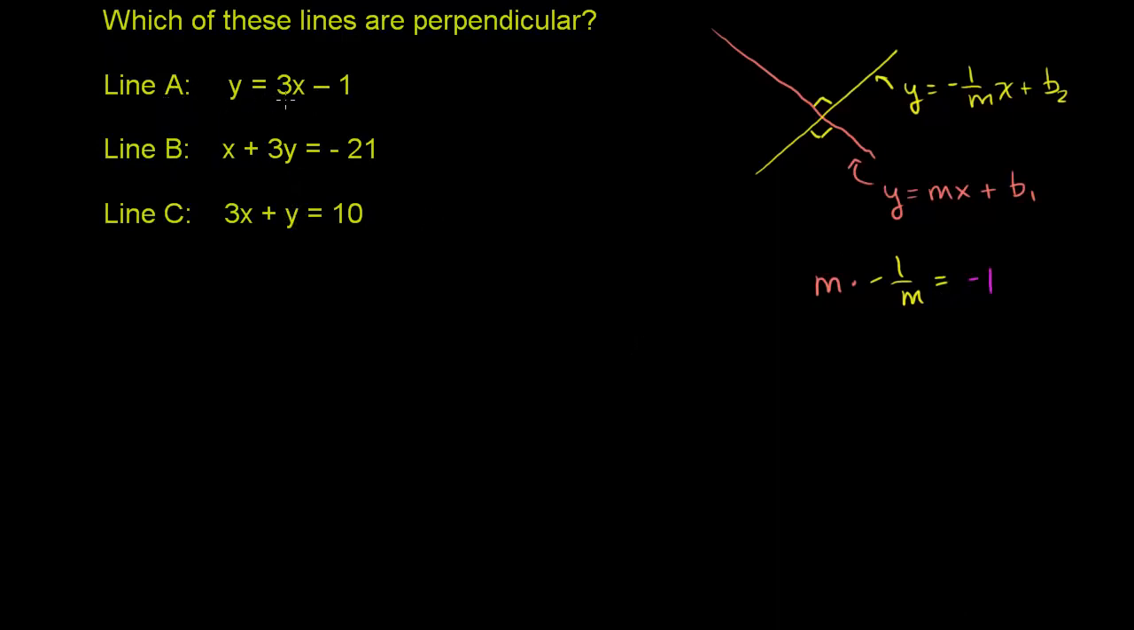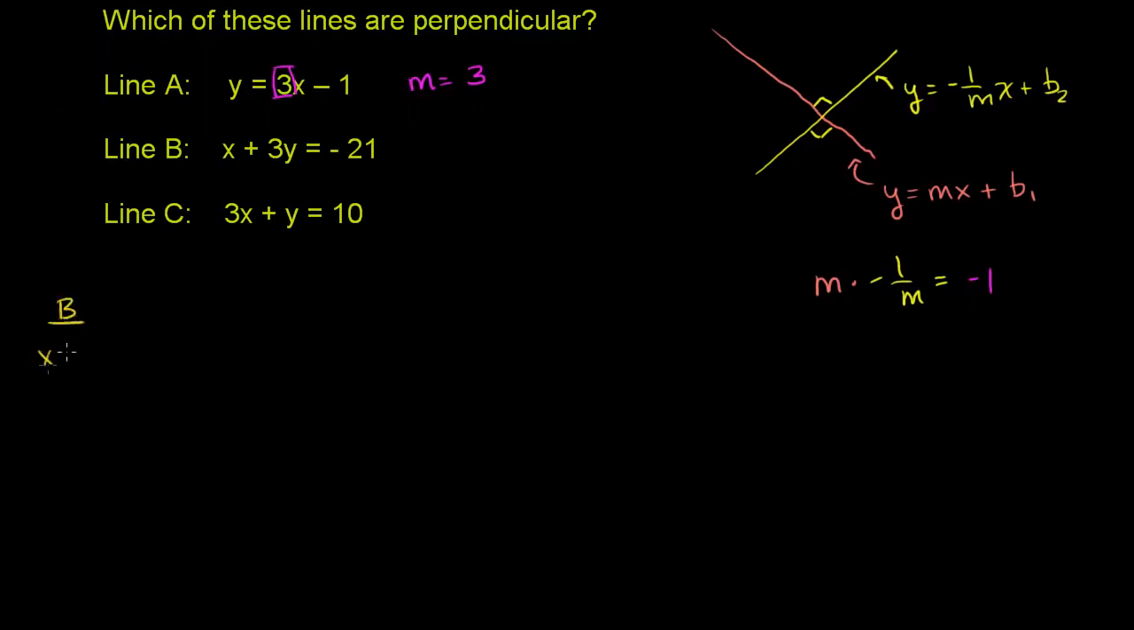So line A, the slope is pretty easy to figure out. It's already in slope-intercept form. Its slope is 3. So line A has a slope of 3. Line B, it's in standard form. Not too hard to put it in slope-intercept form. So let's try to do it. Let's do line B over here.